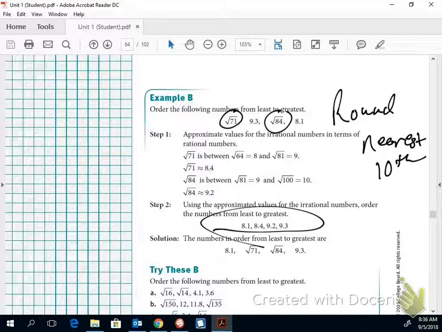If you can do that, then it's a little easier for you, hopefully, to put them in order. So, grand scheme of things, we're looking for that right there. So, here's what I want. At the bottom of that page, page 64. Try these, B, A, B, and C.